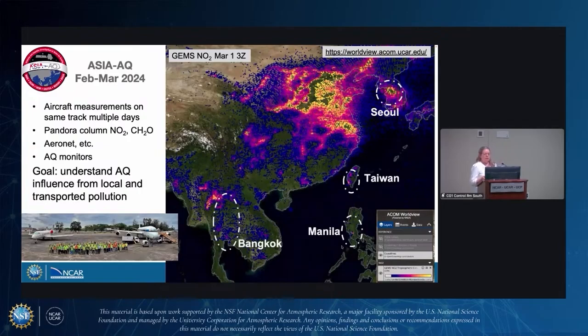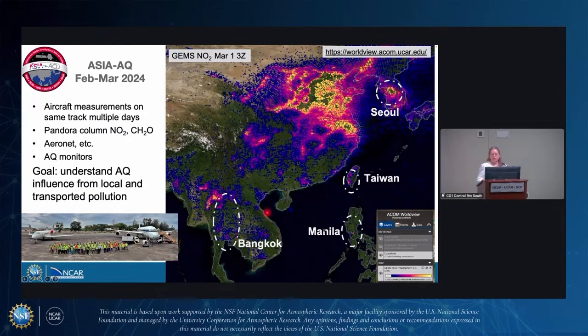So AsiaAQ took place a little over a year ago in February and March, and was a rather complex campaign led by NASA with two NASA aircraft, a lot of ground measurements, a lot of modelers. It started out the first half of February in Manila, then went to Seoul from mid-February to mid-March, and then looked at Thailand the second half of March.